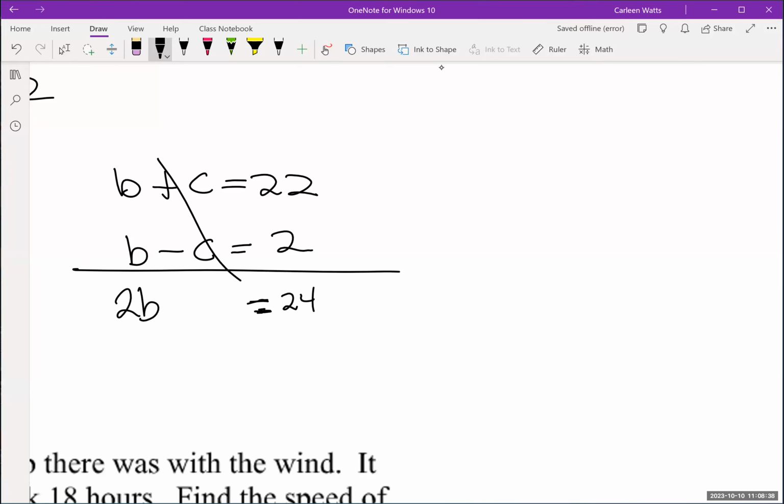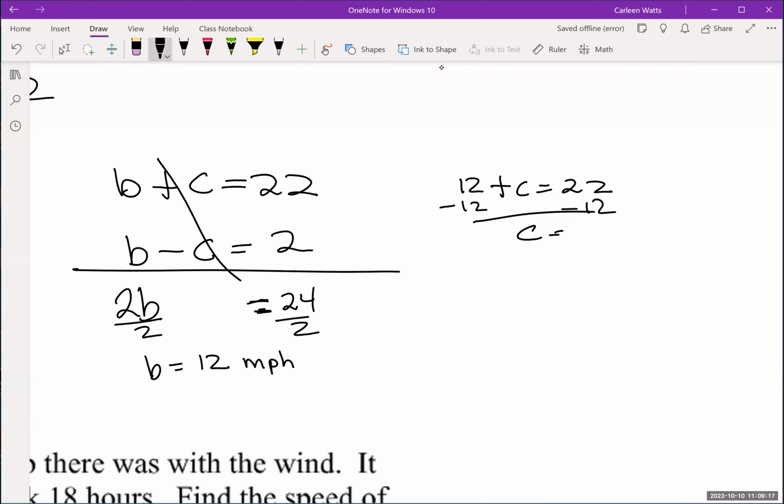Yeah, is that a friendly elimination problem? Poof, C is gone. Divide by 2. B, the boat is going 12 miles per hour. Speed of the boat in still water. Now, aren't you just dying to find out the speed of the current that caused it to take 121 hours to go upstream? The suspense is killing me. Okay, B plus C equals 22. Substitute B equals 12. The speed of the current is 10 miles an hour.